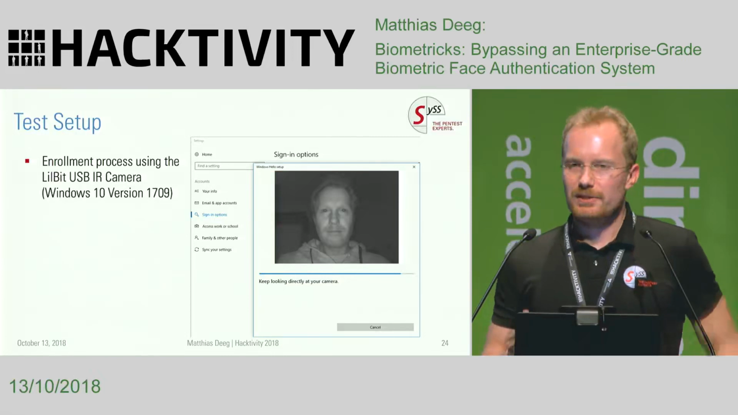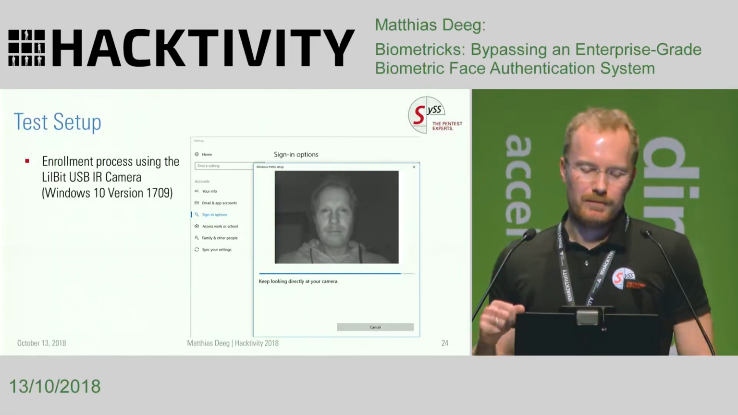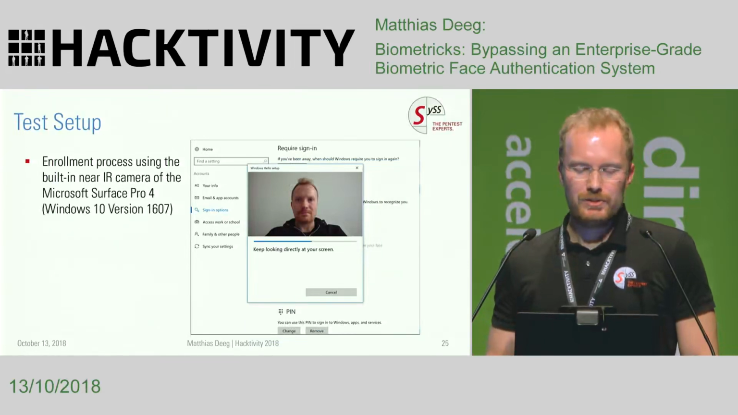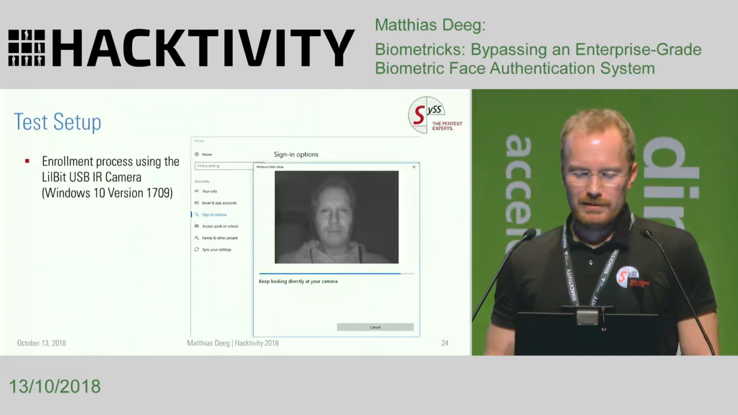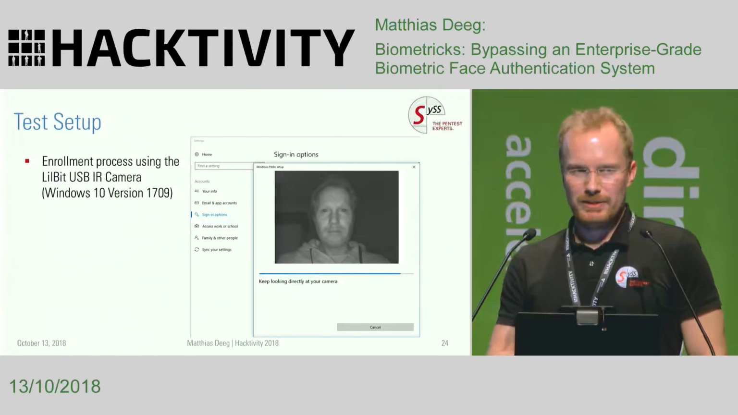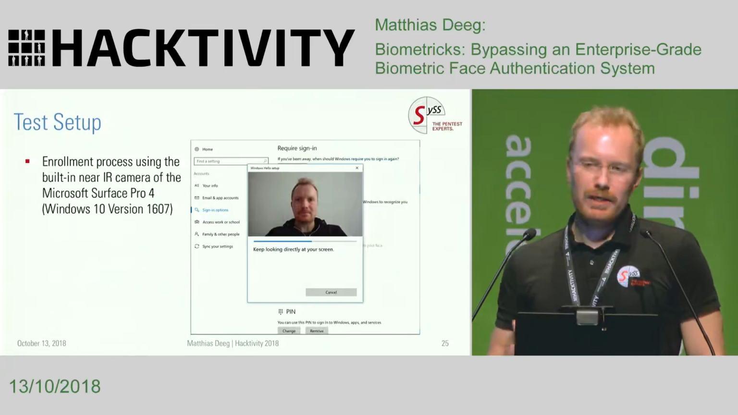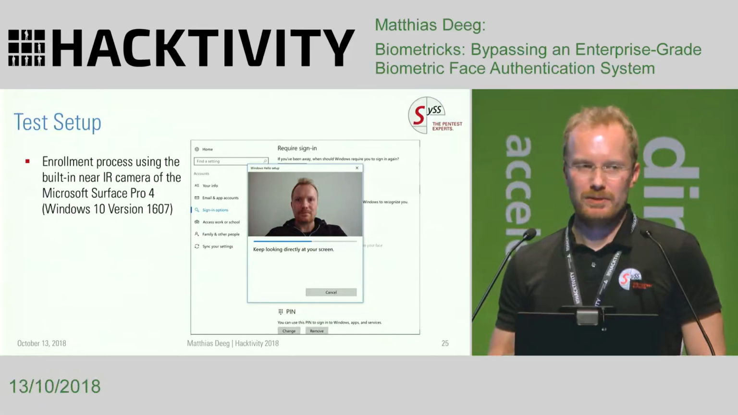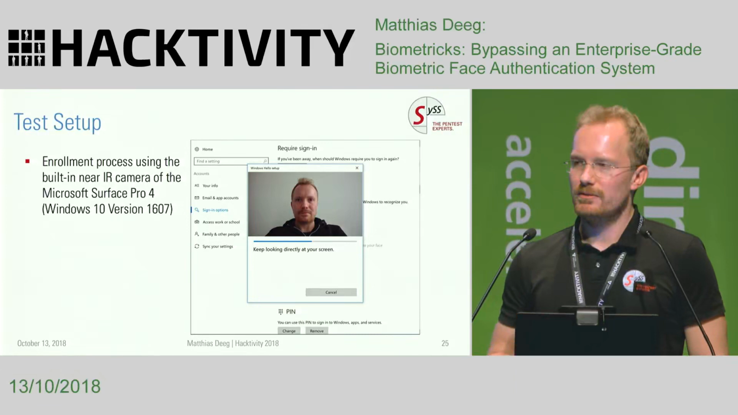What you can see here is a screenshot of the enrollment process performed on a Windows 10 version 1709 with the little bit USB IR camera. And what you can see on this picture is the enrollment process of Windows Hello with the built-in IR camera of the Microsoft Surface Pro 4 device. As you can see, one interesting thing is that here you can see the actual IR image that the sensor sees. When you enroll using the other setup, you will only see the image of the RGB camera and not the IR camera. So there are some differences concerning the hardware you use.